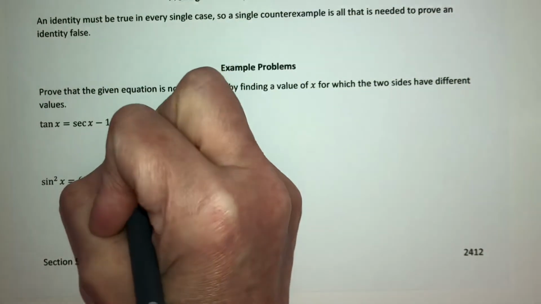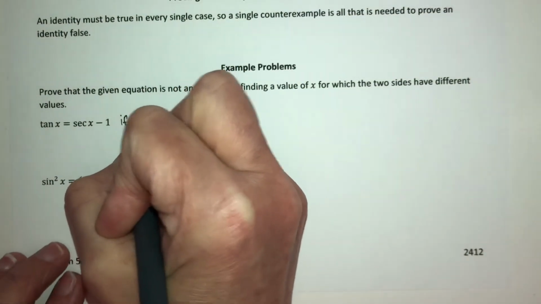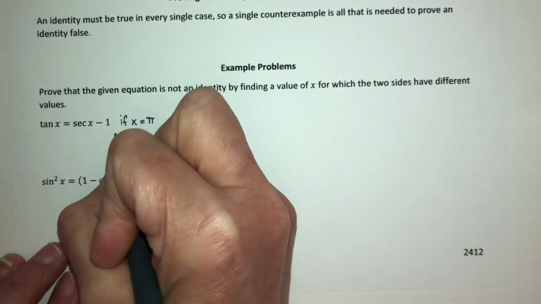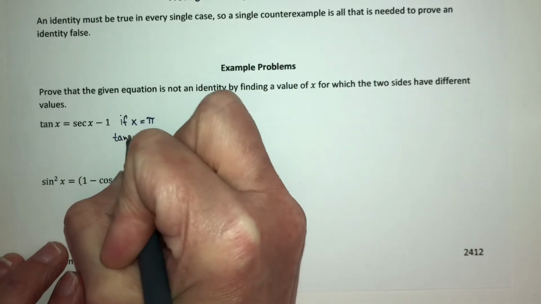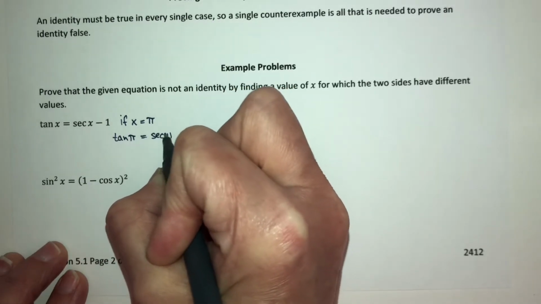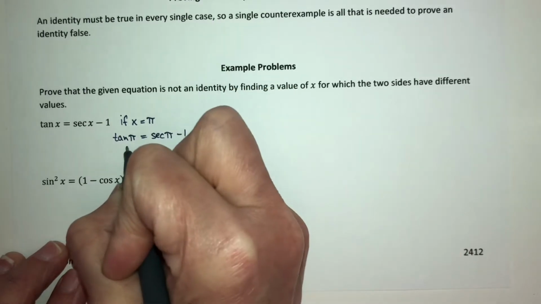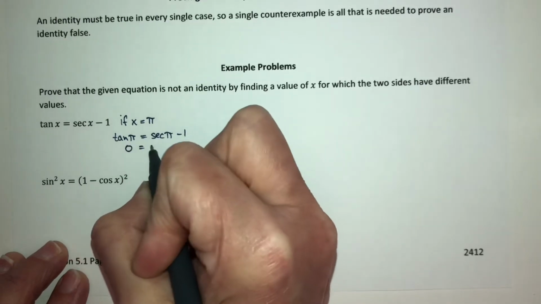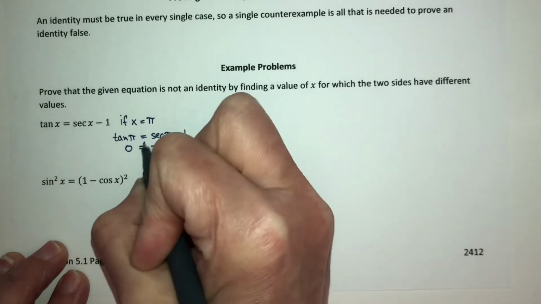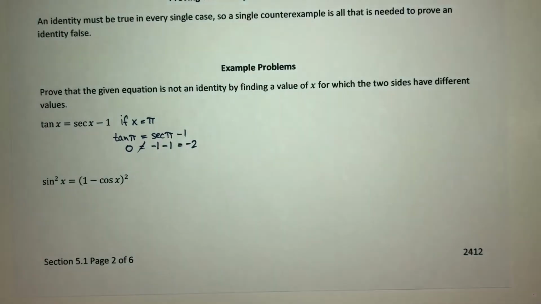So if our x value is pi, then tangent of pi equal to secant of pi minus 1. This would say 0 is equal to -1 minus 1, which is -2, and that is not true. One counterexample is all it takes.